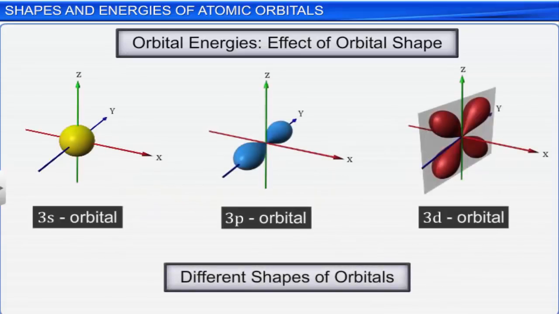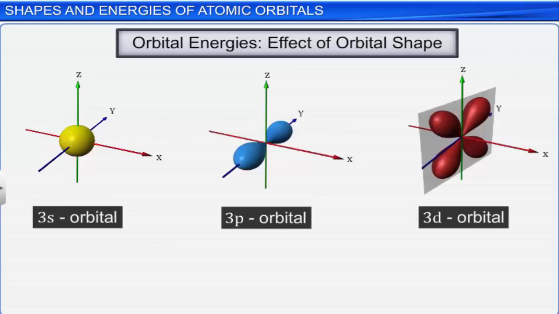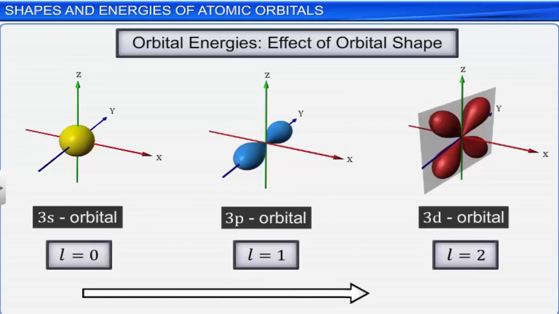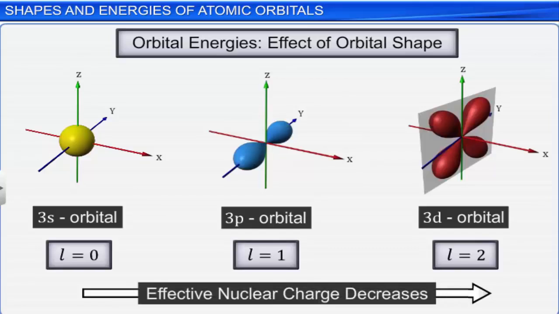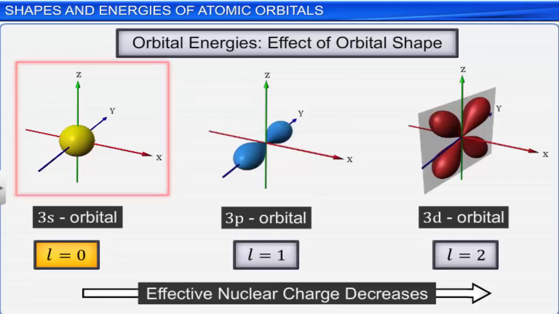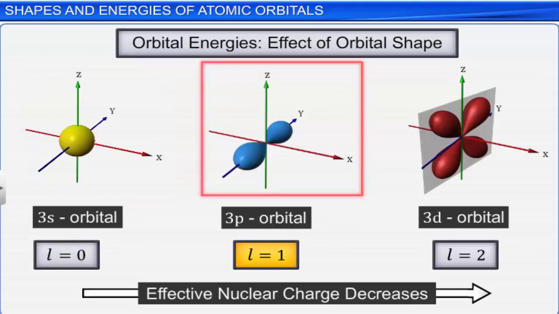This is due to the difference in the shape of their orbitals. Since the shape of the orbitals is defined by azimuthal quantum number l, we can say that the effective nuclear charge experienced by the orbital decreases with increase in the value of l. Therefore, s orbital with l equal to 0 is more tightly bound to the nucleus as compared to p orbital with l equal to 1 and d orbital with l equal to 2.